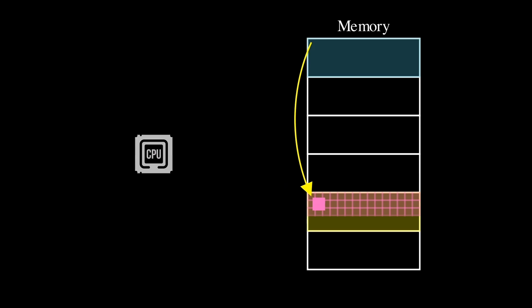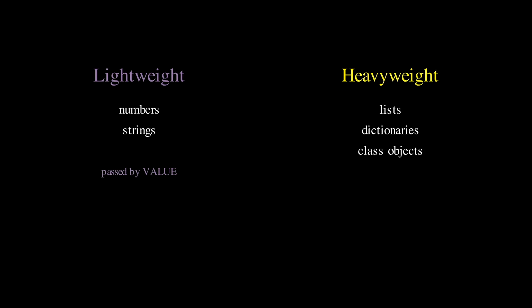Cool. Hopefully you're starting to see why references matter so much in programming. So for now, here's a simple rule you can hold on to. Lightweight data types, like numbers and strings, are passed by value, but heavyweight types, like list, dictionary, or class objects, are passed by reference. It's not a hard rule for a language, but in Python, this general intuition will take you pretty far.